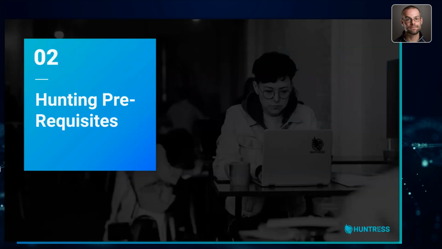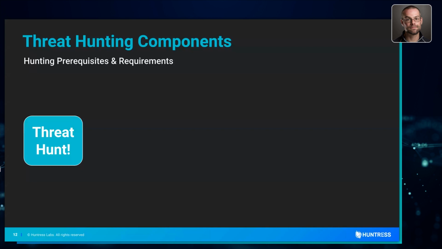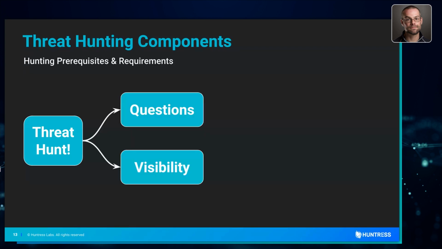So that's all well and good, but what is it that we actually need in order to engage in a threat hunting practice? First, from a threat hunting perspective, yes, we want to start with a threat hunt, but in order to execute that properly, we have to have questions to answer as well as the visibility that allows us to then formulate answers to those questions or hypotheses.